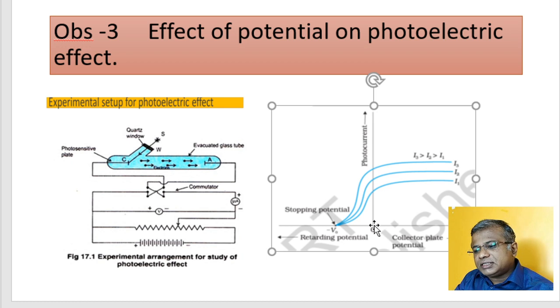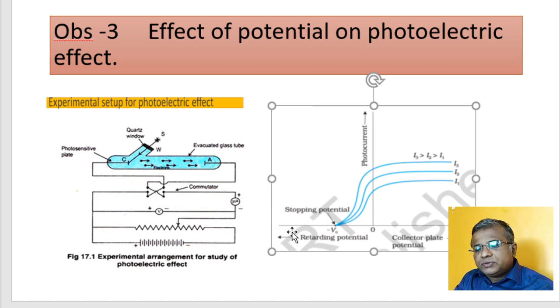So what it means is, this A here is the collector plate. This collector plate A can have a positive potential, and it can also have a negative potential. In this graph we have the photocurrent, which we measure with this microammeter over here. So what is the effect of potential? What happens if I go on increasing the positive potential? What happens if I go on decreasing the potential, that is, making this plate negative?